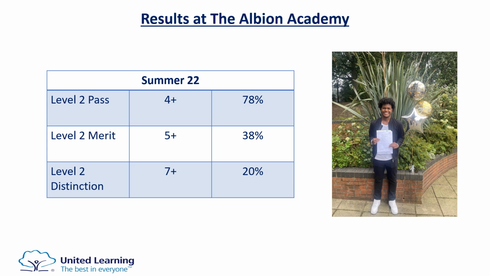Let's look at some of the results that we have at the Albion Academy. Last year, in summer 2022, we had 78% of children achieving a 4 or above in BTEC Sport. We achieved 38% of our children achieving 5 or above, and 20% of our children achieving 7 or above. So really strong results there from last year's Year 11.